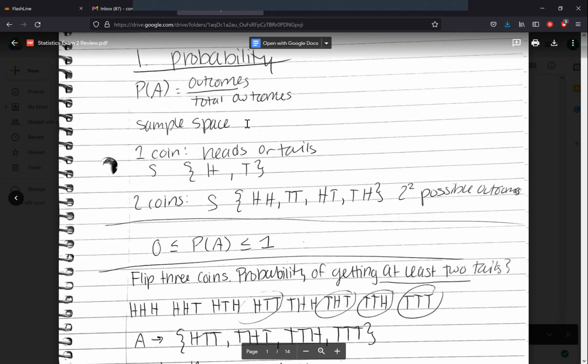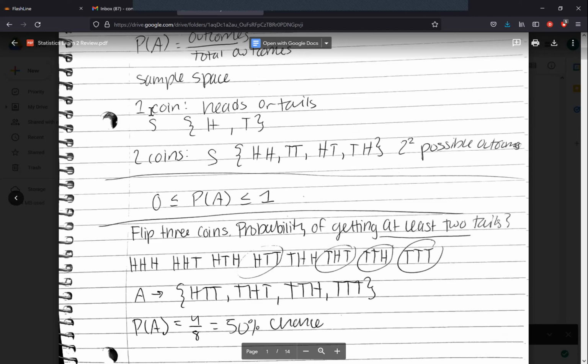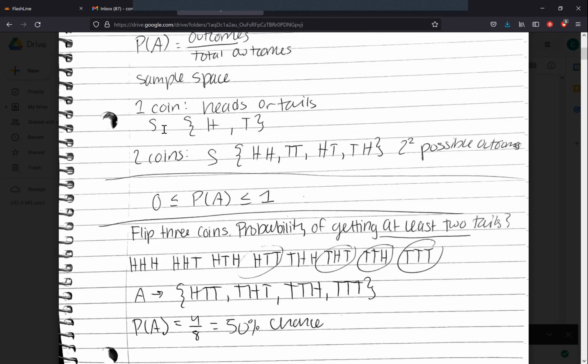And the sample space is the set of all possible outcomes. So for example, if we flip a coin, the sample space is just heads or tails. Whereas if we flip two coins, then we could get heads, heads; tails, tails; heads, tails; and tails, heads. So there are four possible outcomes, which is 2 to the second power.